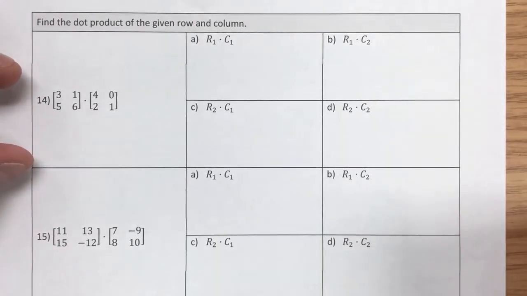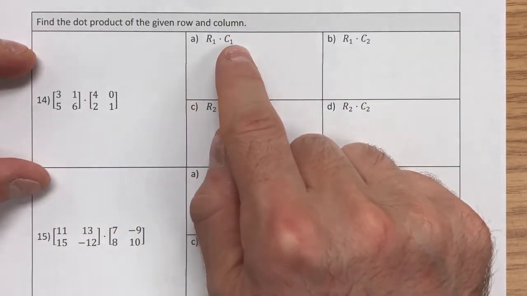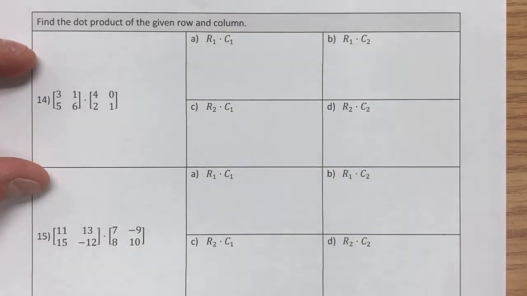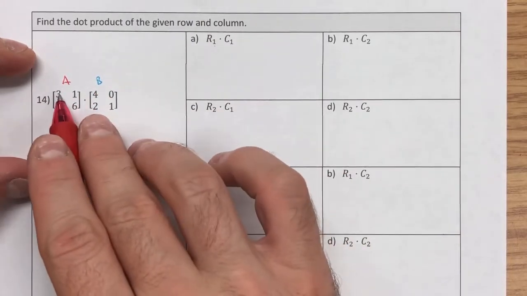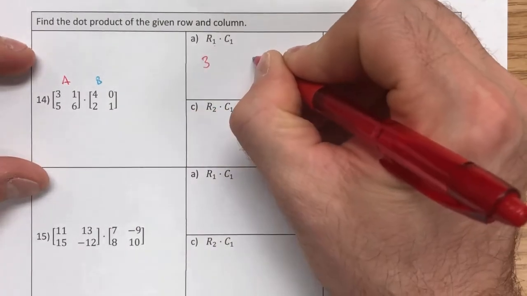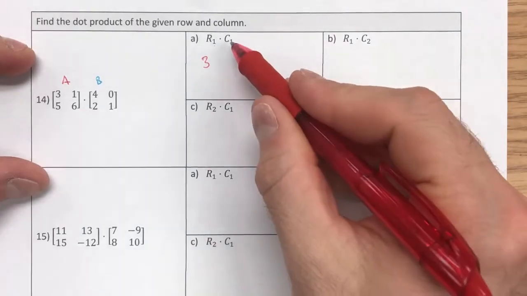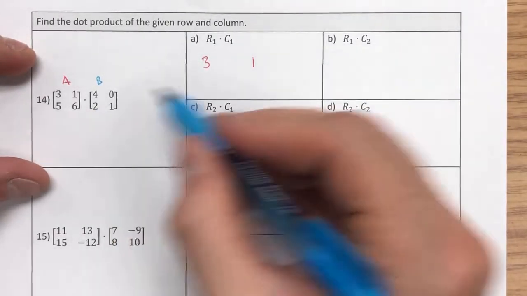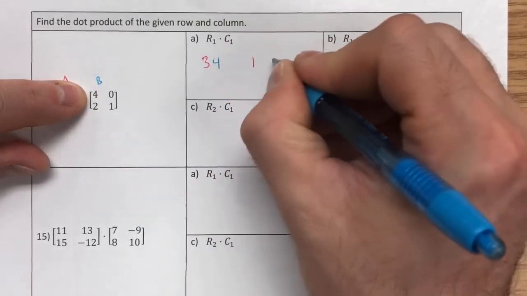So starting off with number 14, we're going to find the dot product of row 1 and column 1. I'm going to call this matrix A, and this matrix B. Remember, we want to find each element of row 1. So this will be a 3 and a 1. And I'm multiplying it times each element of this column. I was going to draw on these, but we've got a few others to go through here. So column 1 is going to be a 4 and a 2.